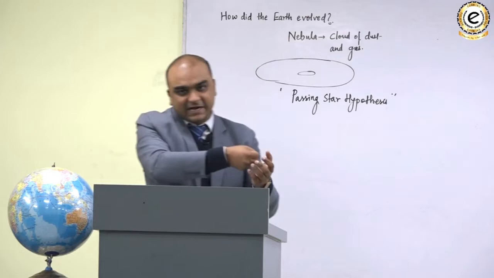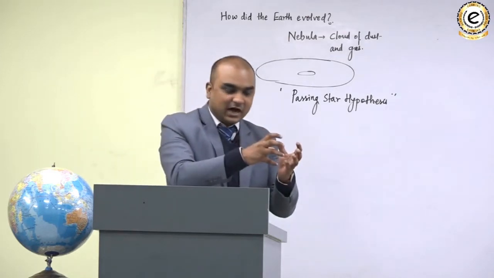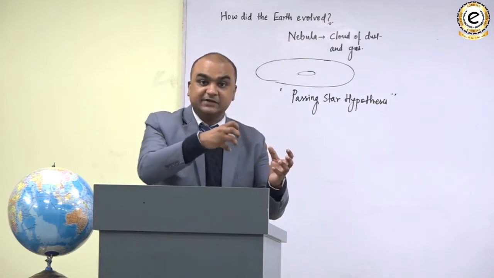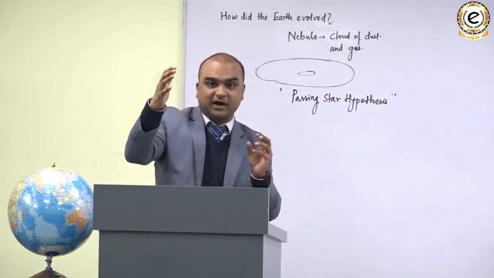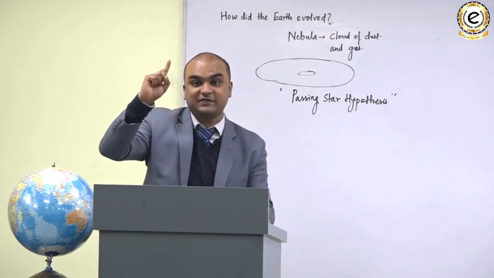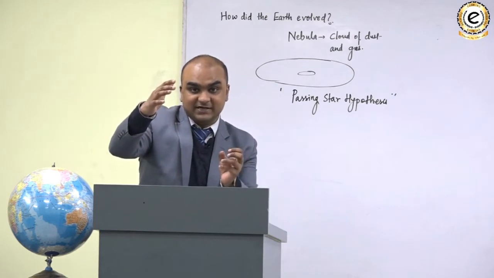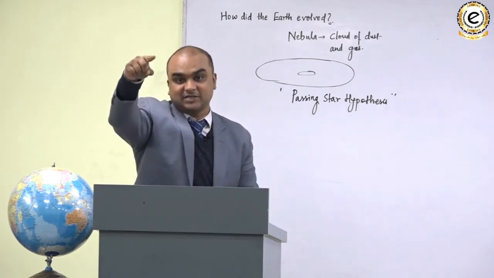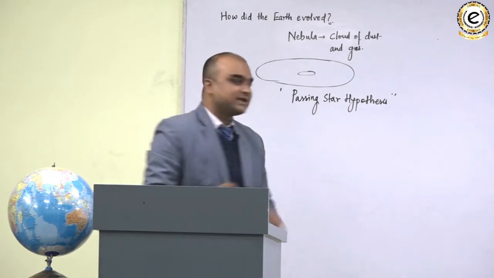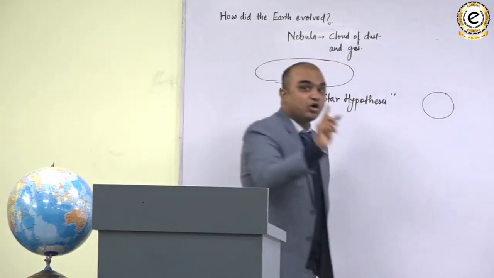And if there is a gravitational attractional force over the surface of the sun, a part of the sun was separated from the sun, and that part which got separated due to the gravitational attractional force of that passing star started moving behind that star. It means something like this. Suppose this is our primordial sun.